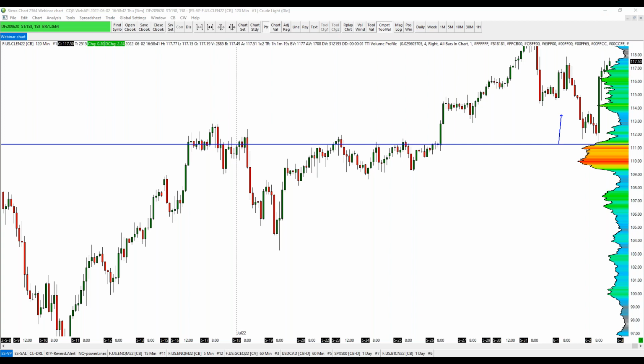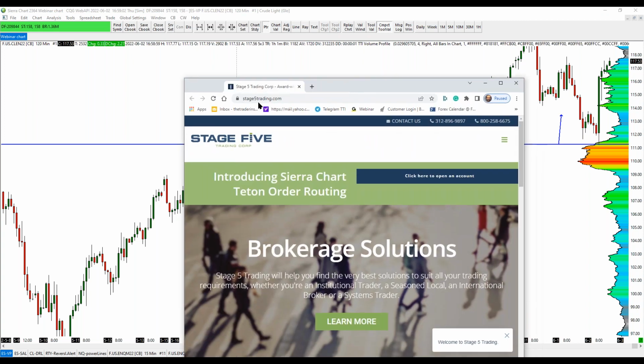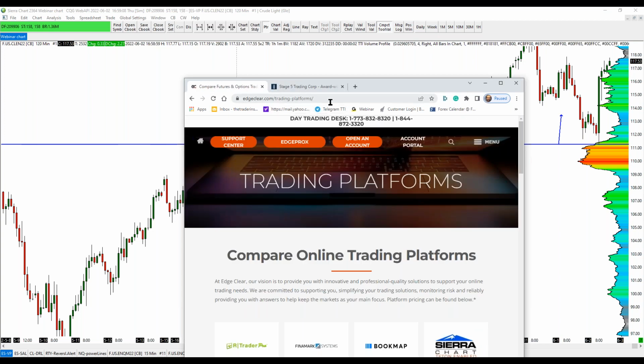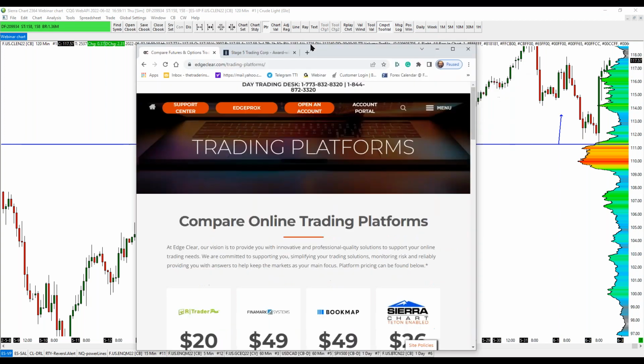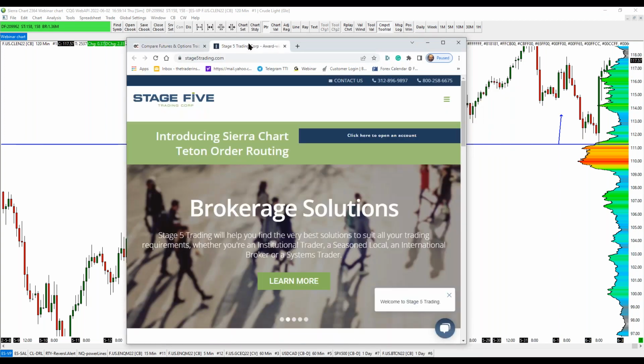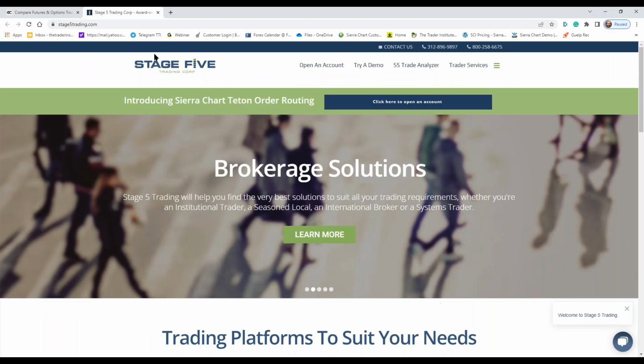So here I have a couple of brokers that I looked into today. They're not new ones, but they started supporting direct connection to Sierra Chart. One of them is Stage 5, and the other one is Edge Clear Futures. Okay, and you can see they support Sierra Chart. There are many more. I use AMP Futures personally, and I have Sierra Chart with them. I'm connected with CQG.